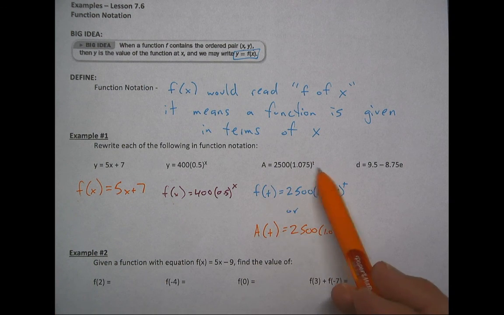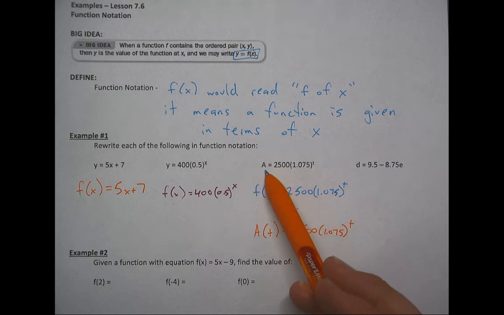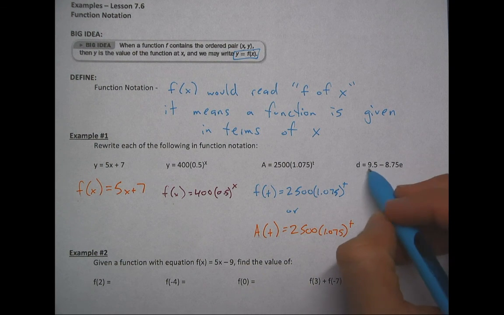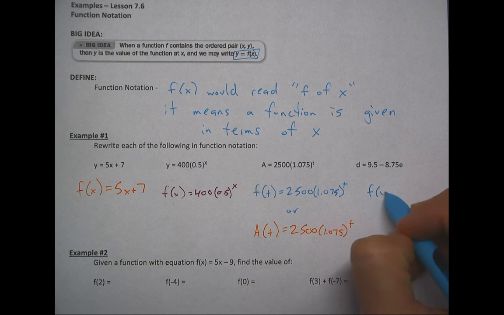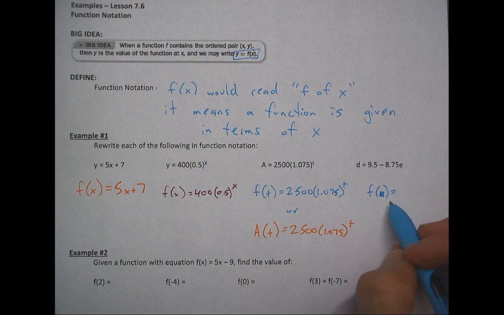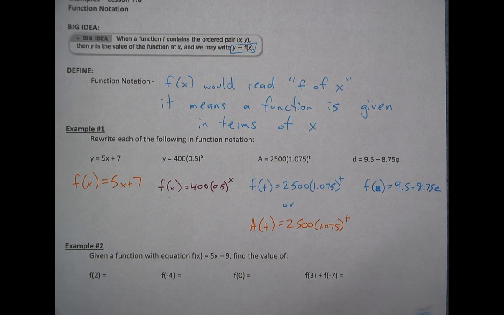But if we're using some other variables that represent something more specific in a given situation, it's nice to use that variable here so we can better and fully understand what's going on. So over here, we could change this to f of e. Okay, this function is based off of e. The value of the function comes from e. And so it's 9.5 minus 8.75e. It's the function at e.